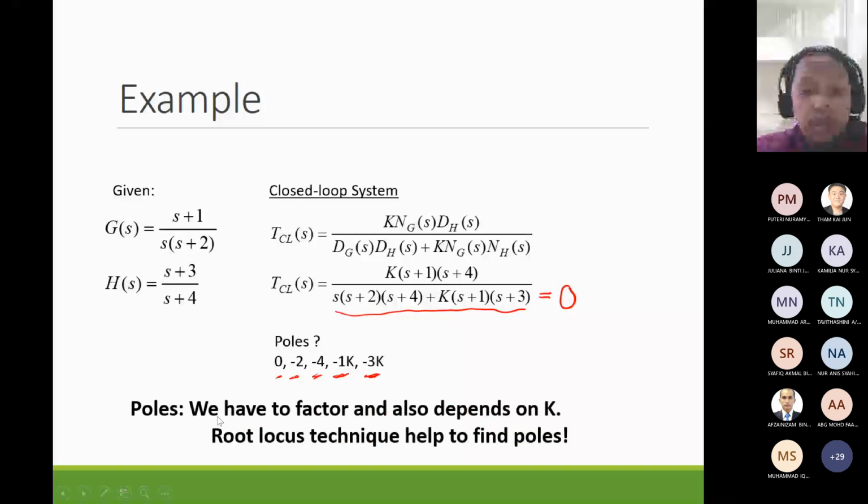Here, to find the poles we have to factor the denominator, and now the denominator depends on K. So you cannot find the poles unless you know the value of K. If you change the value of K, the poles also change in value. That's why we need to use the root locus technique in order to find poles. So those are the problems with control systems that require root locus.